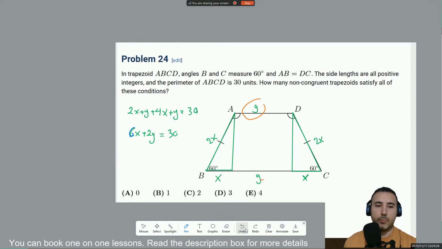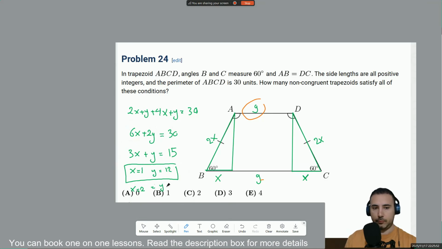So let's divide it all by 2. So we're going to have 3x plus y is going to be equal to 15. Now let's see. What if x is just equal to 1? If x is equal to 1, then y is going to be 12. That's one possible answer. If x is equal to 2, then y is going to be just 9. All right, that's the second one.